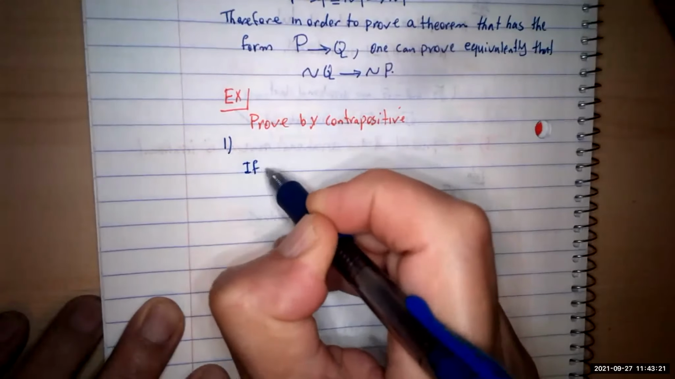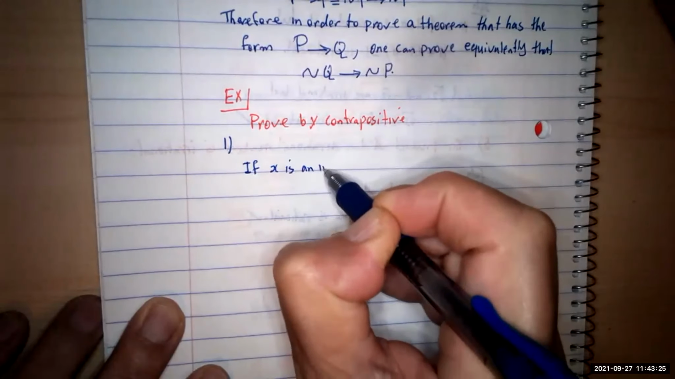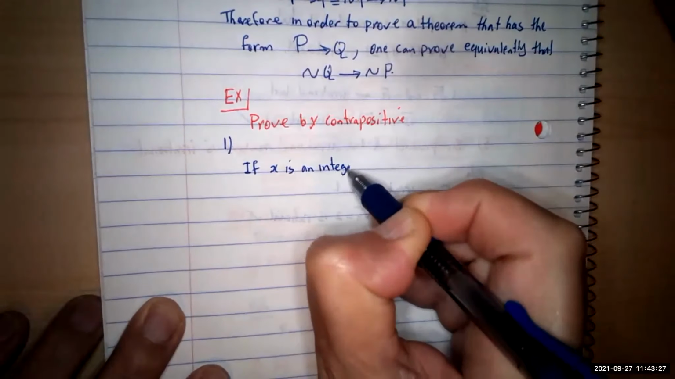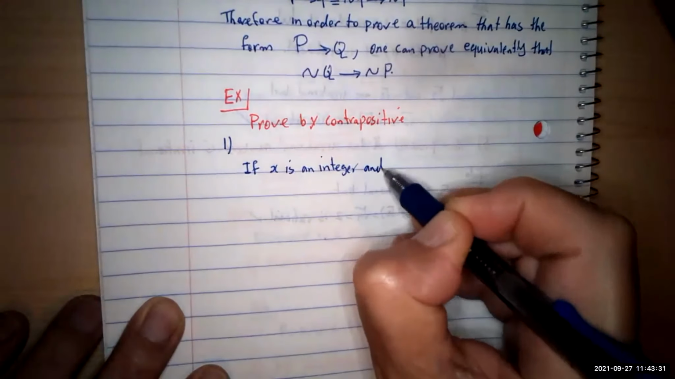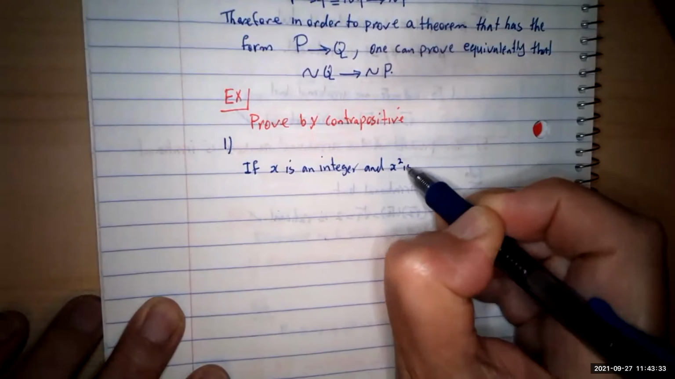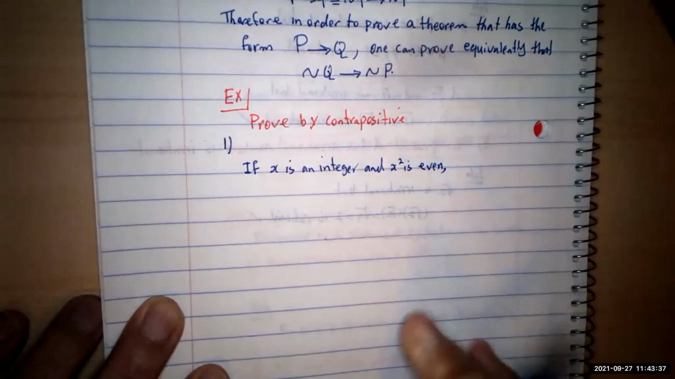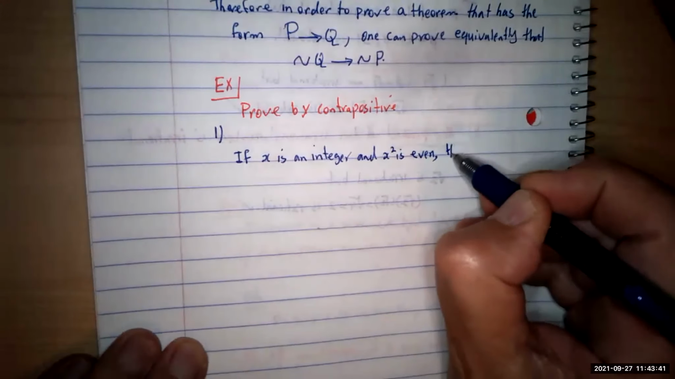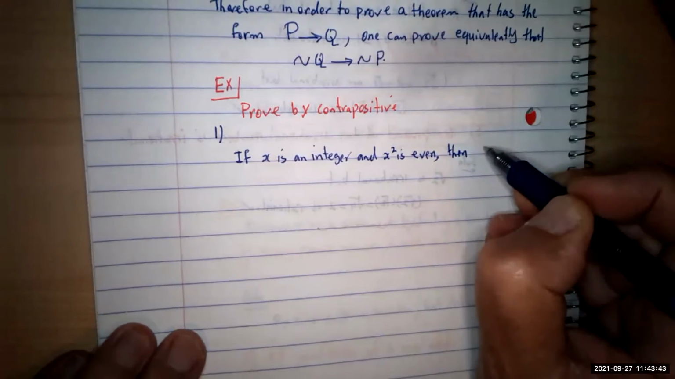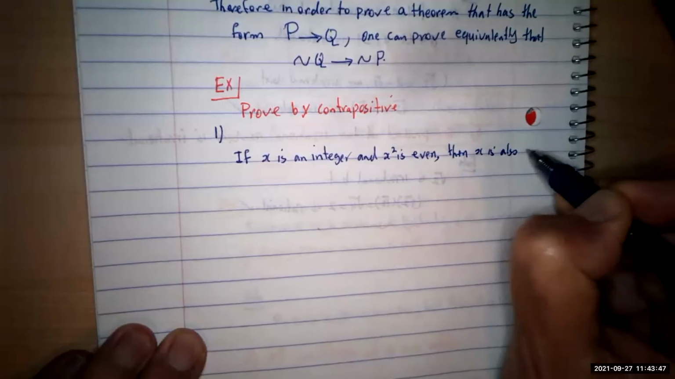The first one is, you want to prove this: if x is an integer and x squared is even. This means that if the square of a number is even, the claim is that x must be even too. x is also even.